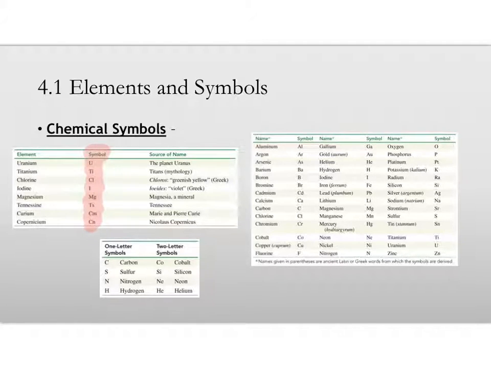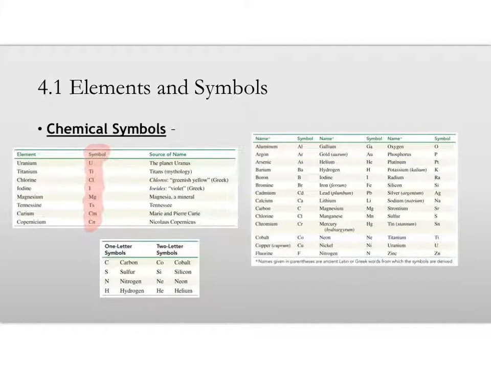Uranium has the symbol U, titanium Ti, chlorine Cl, iodine I, magnesium Mg, tennessine Ts, curium Cm, and copernicium Cn. And it gives you the source of them, like uranium is named after Uranus, titanium is named after the Titans, the ancient Greek gods.